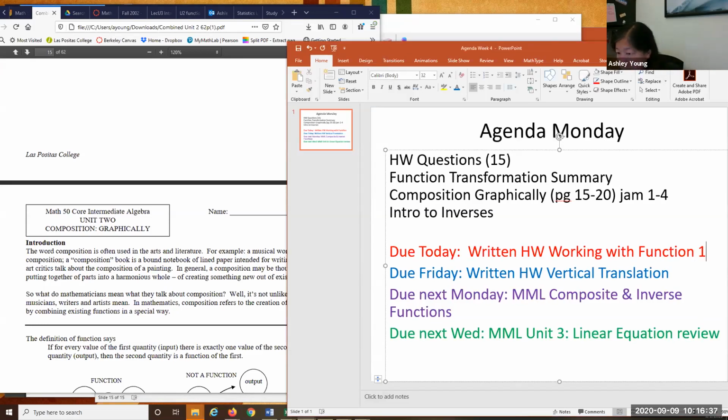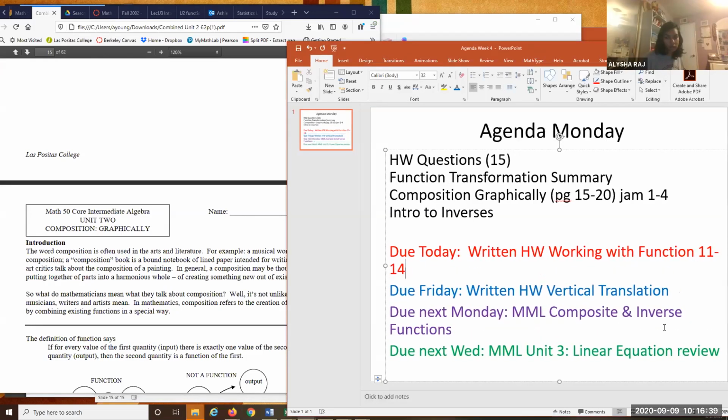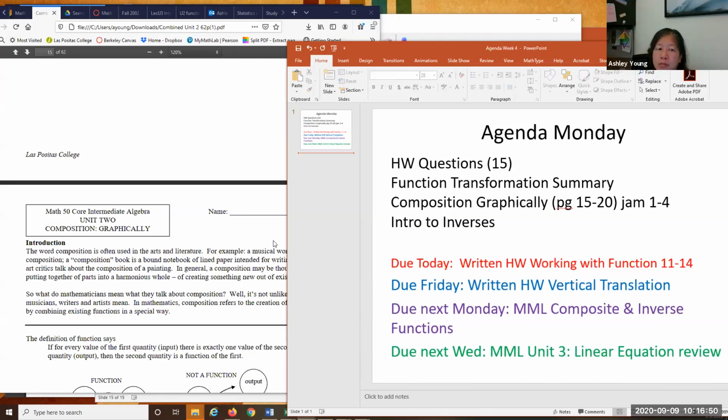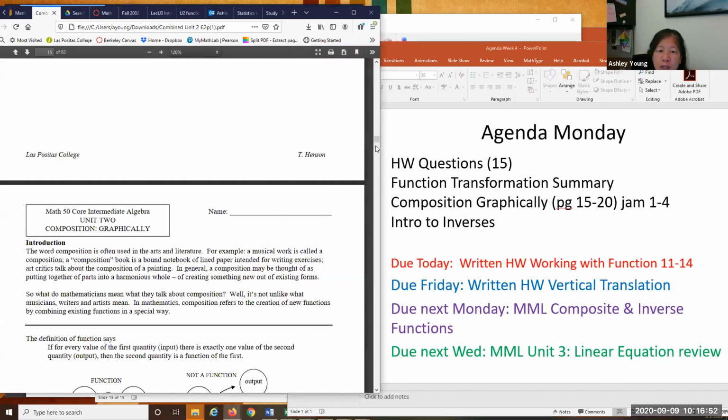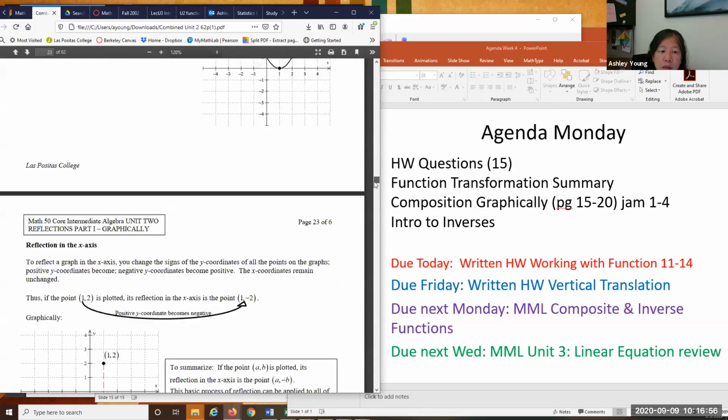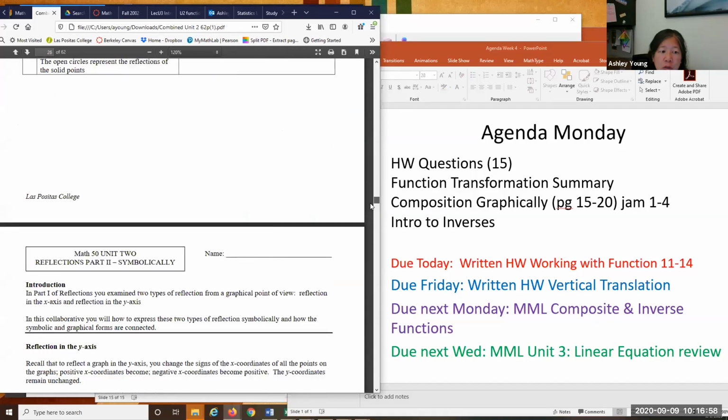Is it on Canvas right now? This one? Oh, did I not put it up there yet? I might not have. I don't think so. Okay, that's a great question. I'll put it up when you guys go into groups. And then the vertical translation one is more towards the bottom. It's after reflections.